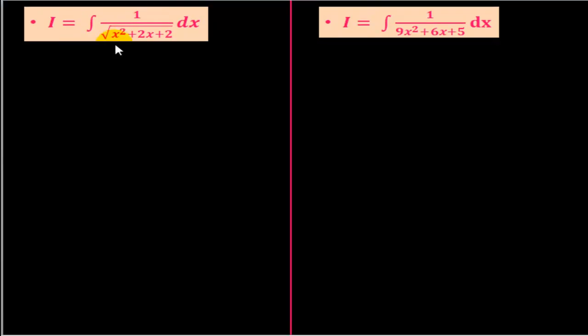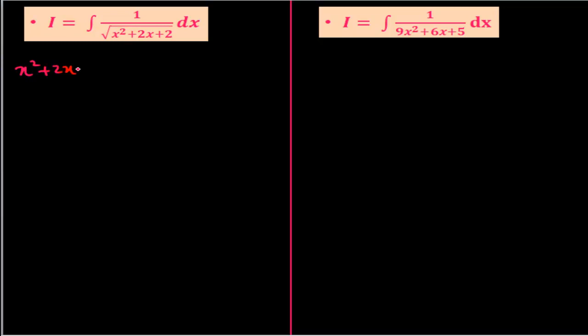Look at these two. So we are going to integrate 1 over square root of x square plus 2x plus 2. Now if you see the denominator, it is not represented as a sum or a difference of two perfect squares. So there is a need of converting it into two perfect squares so that one of the results can be applied. So we will simplify it.